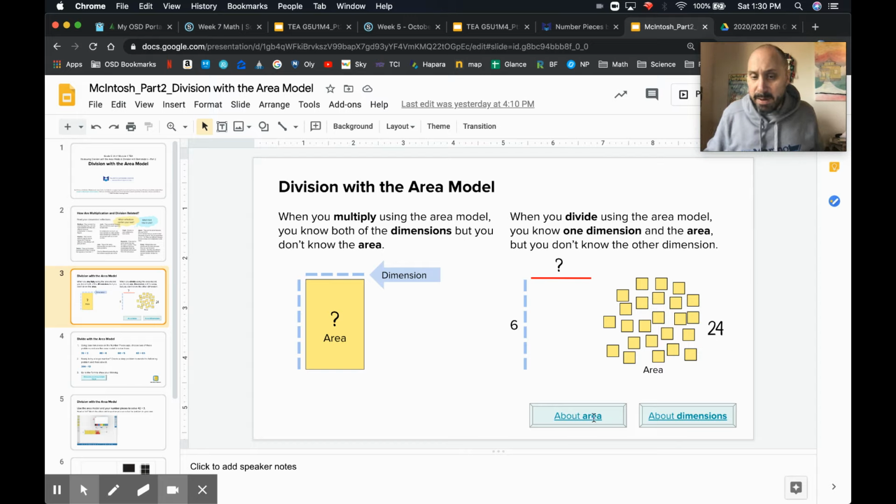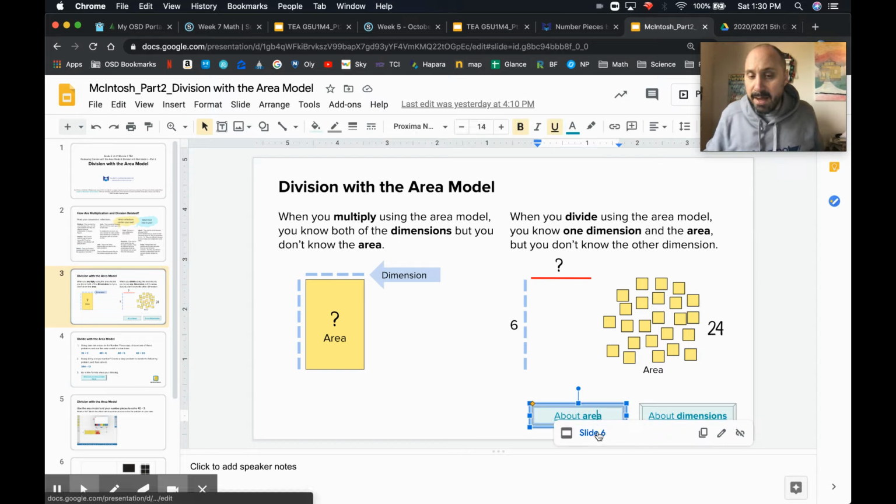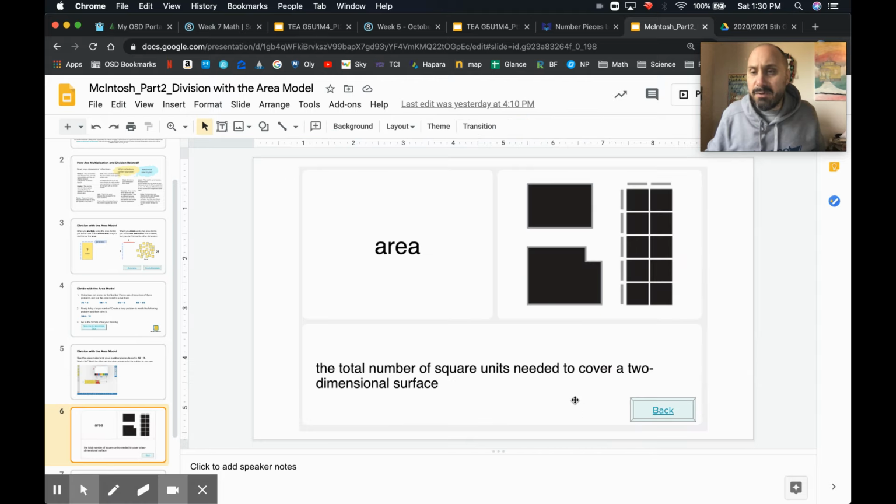And if you click this button here, about area, it'll take you to slide 6, about area, just to give you a little preview or a review of what area is. Area, it's the total number of square units needed to cover a two-dimensional surface. So an area could be your carpet in your house, or the tile in your house, or it's anything that covers a floor, or it's a flat surface.